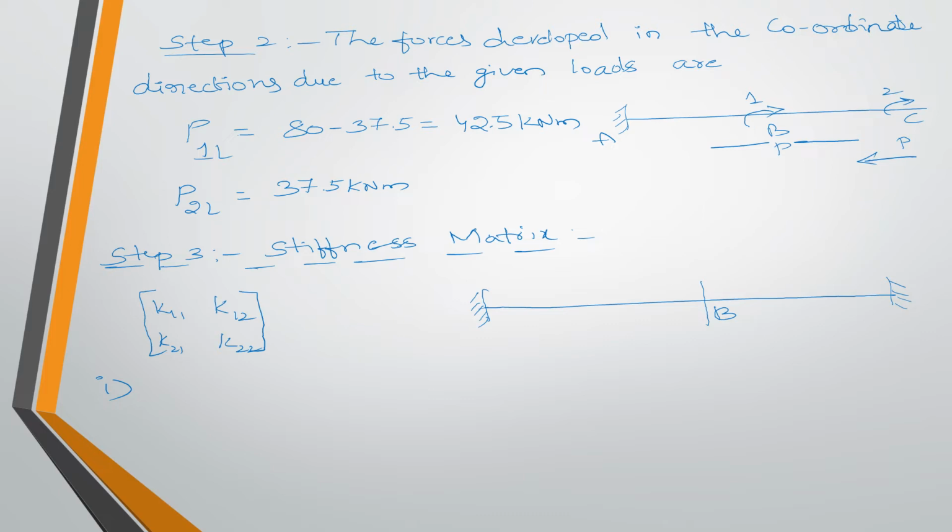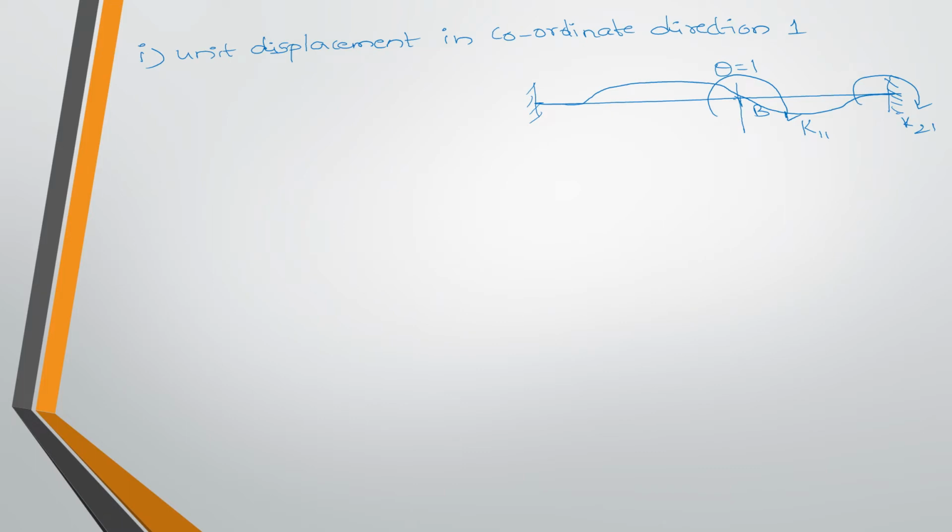So, first I'm applying the unit displacement in coordinate direction 1. Coordinate direction 1 is nothing but at B point. Here, I'm applying a unit displacement. This is unit means 1, means theta is equals to 1. Due to this, here it is fixed support, so there is no deformation or deflection. After some portion, it will be deflected like this, up to this B point. At B point also like this, and here again this is fixed support. So the deformation is like this, and here this rotation is K11. So here the unit displacement in coordinate direction 1.